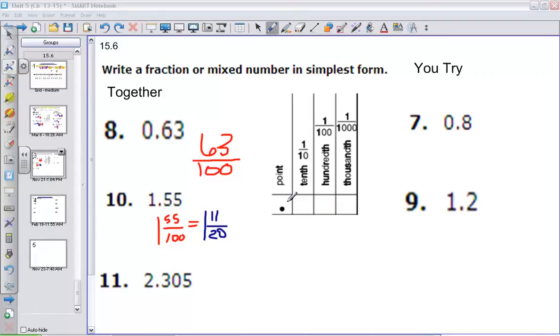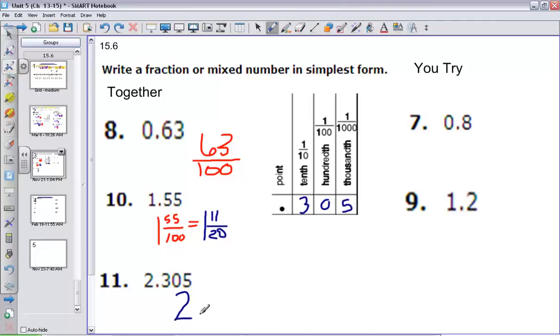Right, let's take a look at my next one. This one could be more tricky. I've got 2 and the decimal 0.305. So what is my fraction going to be out of this time? If I'm in the thousandths place value, it's going to be out of 1,000. How many out of 1,000 are filled in? 305.